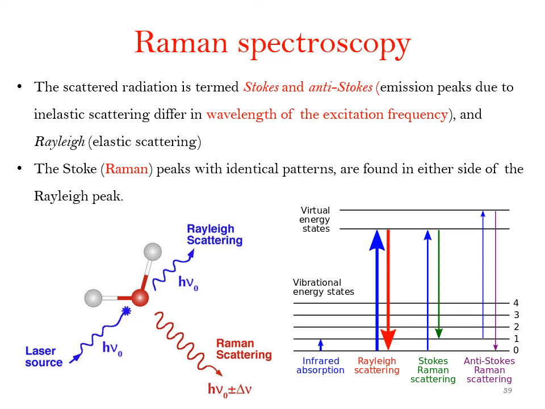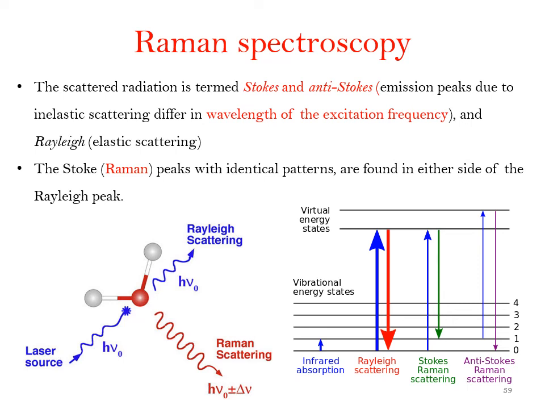So Raman spectroscopy uses the Stokes and anti-Stokes shifts principle. The scattered radiation is termed Stokes and anti-Stokes. Emission peaks due to inelastic scattering differ in wavelength from the excitation frequency and Rayleigh elastic scattering. So the Stokes or Raman peaks with identical patterns are found on either side of the Rayleigh peak.